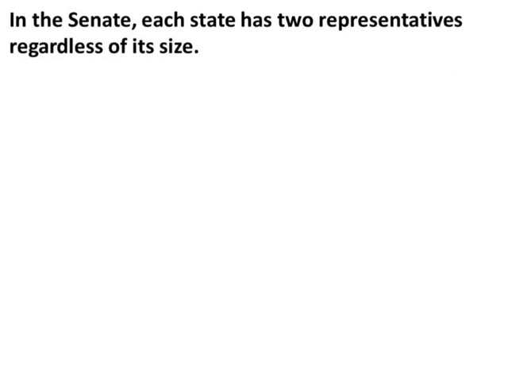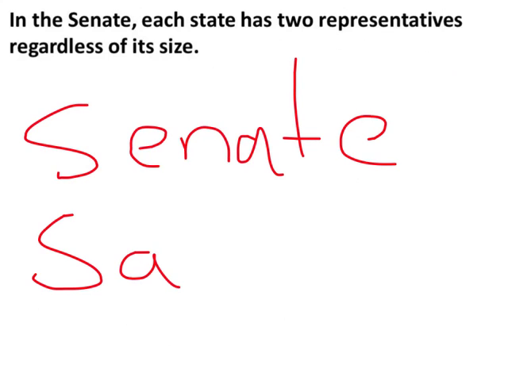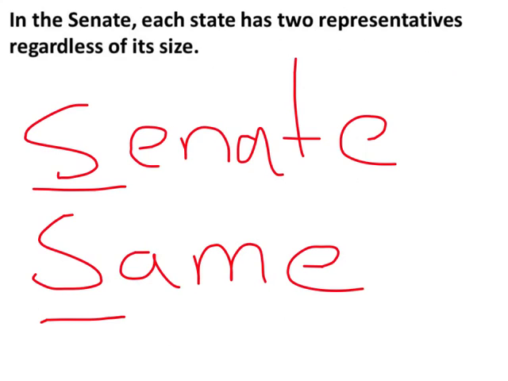In the Senate, each state has 2 representatives regardless of its size. So the easiest way to remember this is in the Senate, the numbers are the same. They both start with the letter S. The Senate is the same, and that number is 2.